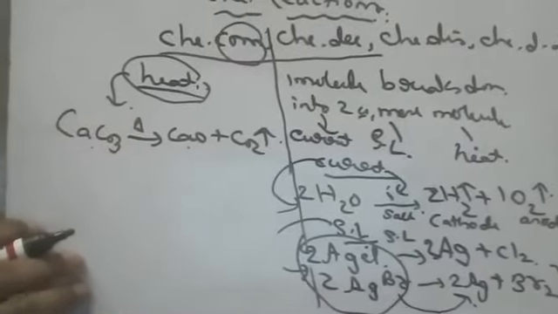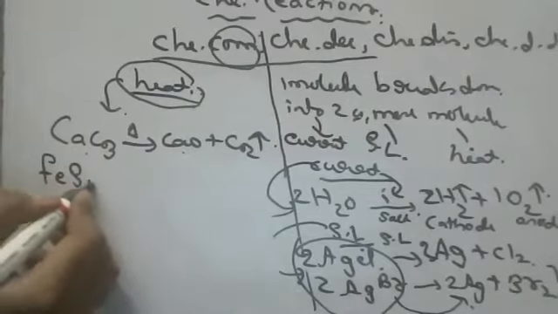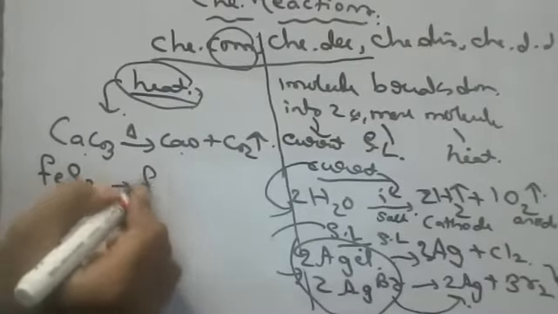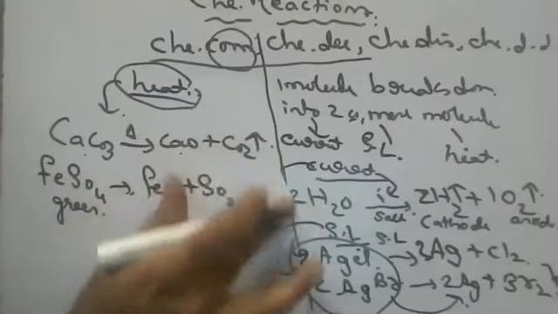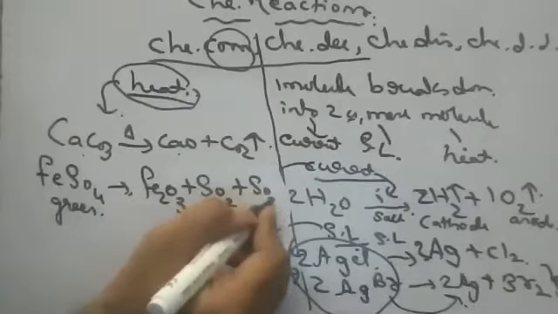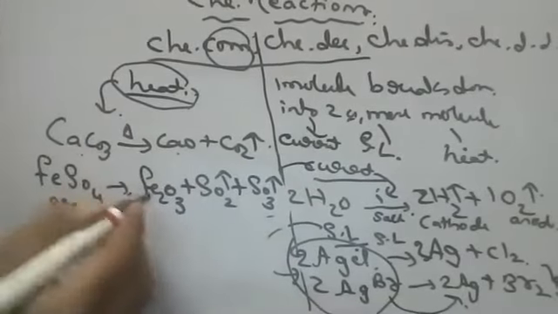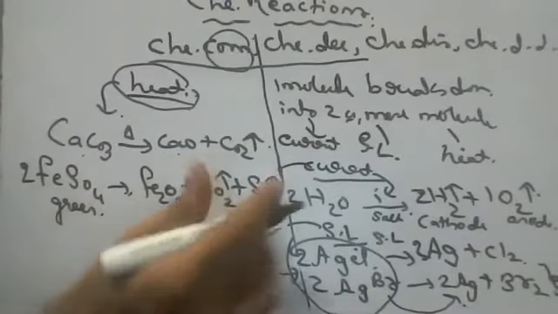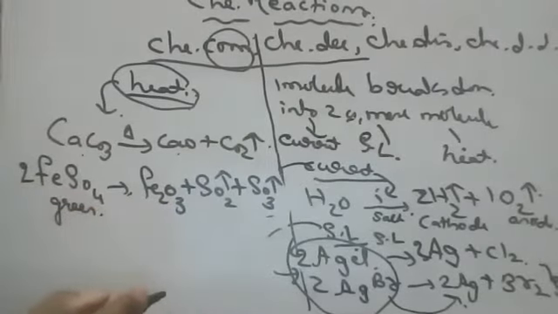Another important reaction I want to explain to you here: FeSO4, ferrous sulphate. It is green in color. On heating, it will give Fe2O3 plus SO2 gas plus SO3 gas. Very, very important. In 9th class also, in one of the practicals, we studied this. Two irons are there, put two irons, two sulfurs, oxygens how many? 3, 3 plus 2, 5, 5 plus 3, 8, 4 plus 8, everything is balanced.